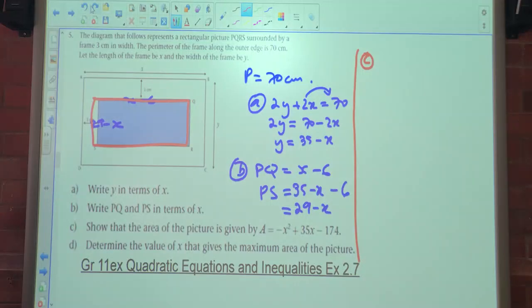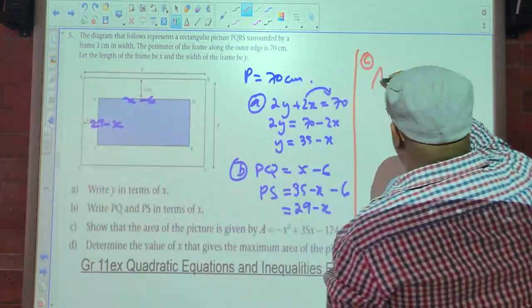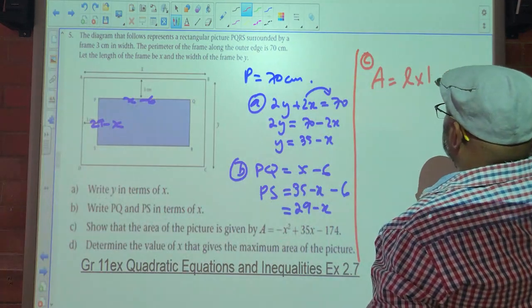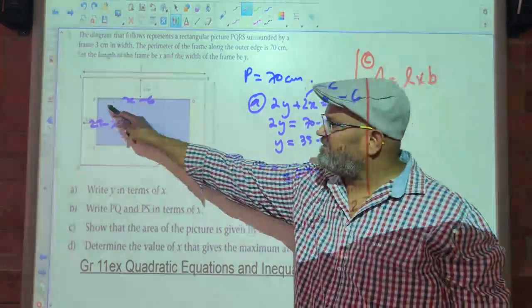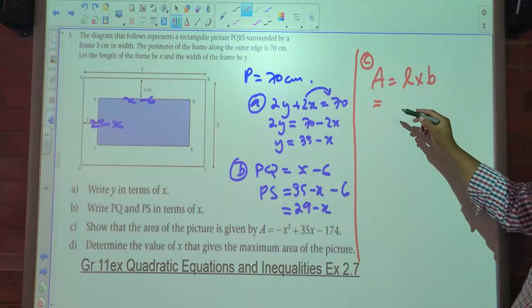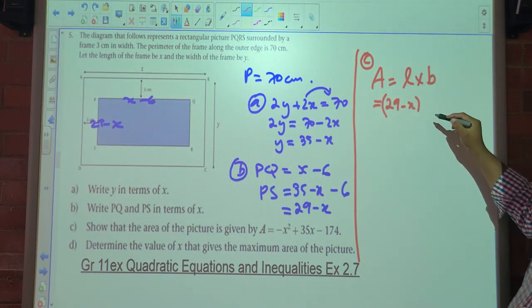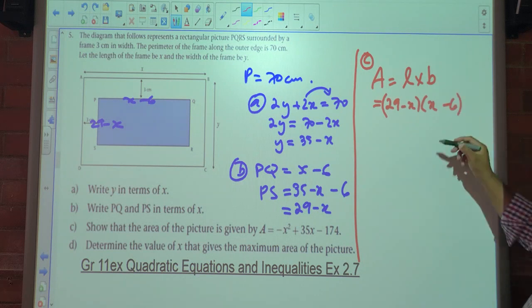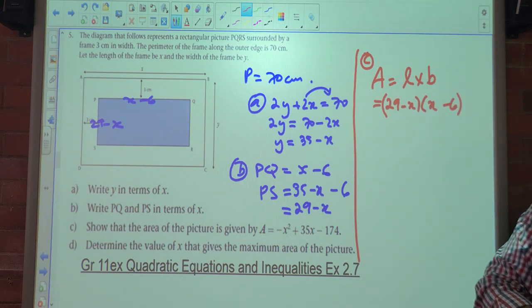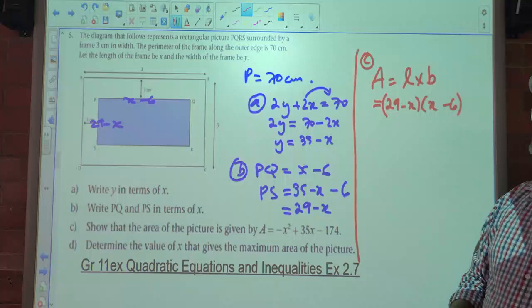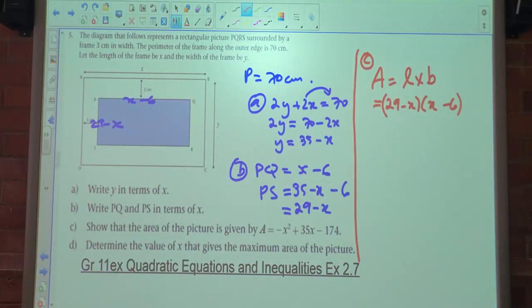How do you calculate area? Area is equal to length times width. So what's my length here? 29 minus x. And the breadth? X minus 6. Or vice versa, the other way around as well. It could have been x minus 6 multiplied by 29 minus x.